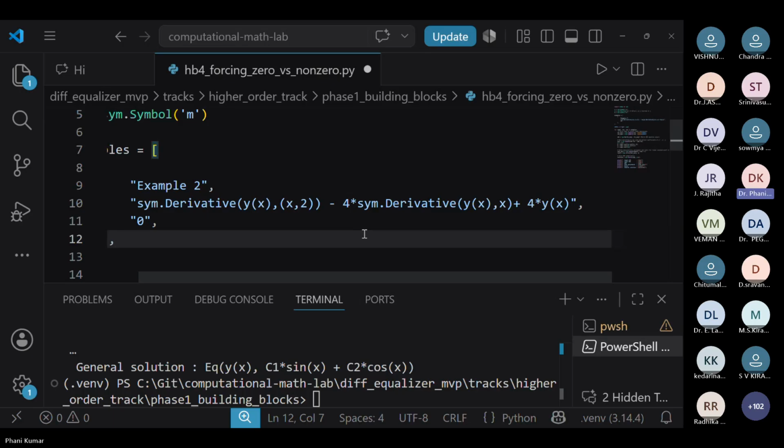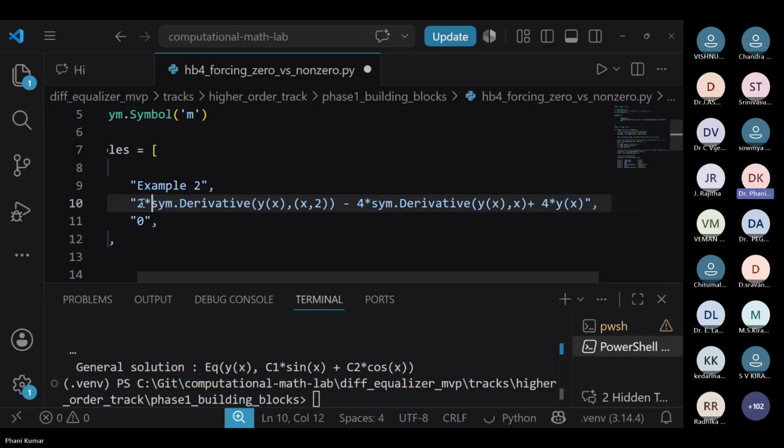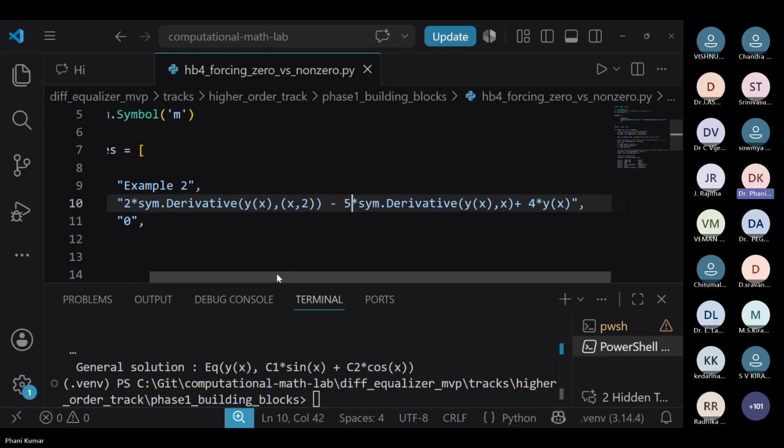So I'm going to take some 2 into d square y by dx square. I'm taking one example. Sim dot derivative, 2 into sim dot derivative, because what is this one? 2 into d square y by dx square minus 5 dy by dx, 5 into first derivative, because I'm trying different examples. Plus simply y, not 4y, just simply y. Now see the solution.